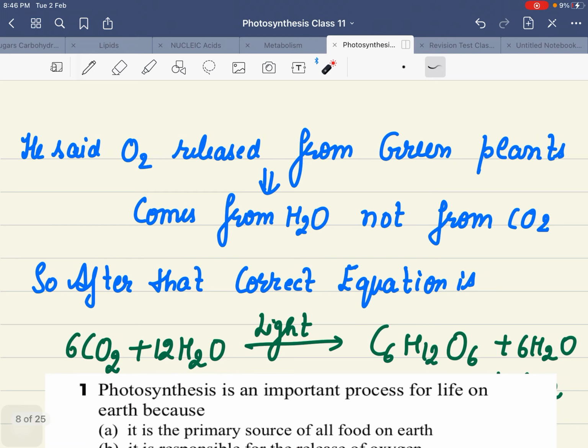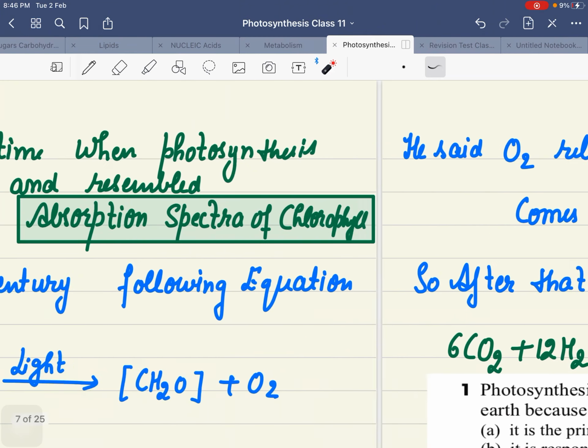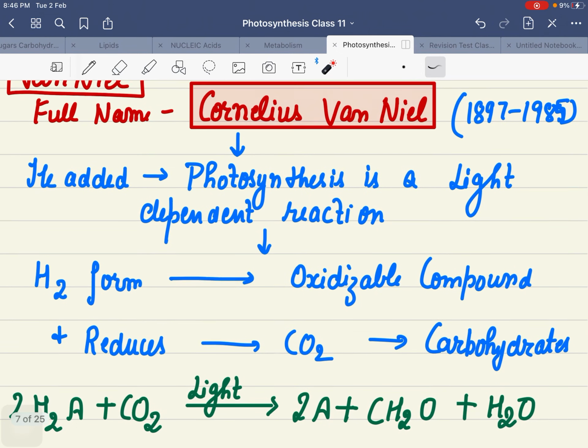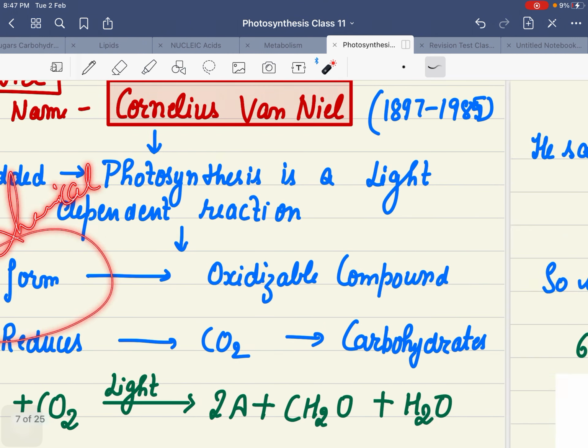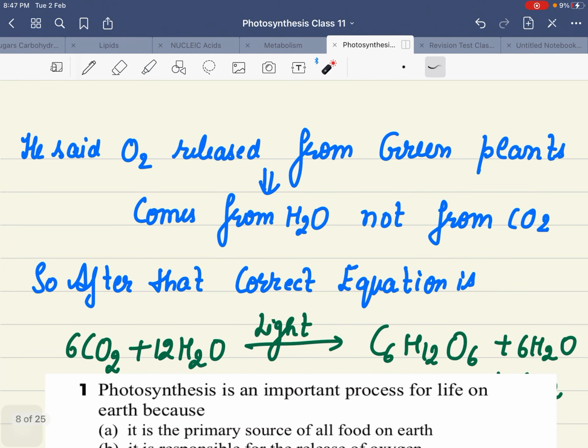So he said that oxygen is released from the green plants. He talked about the chemical equation of photosynthesis, and he gave us the idea that it is the water from which oxygen is released. Children, I am going to tell you two things which will play a very helpful role in solving many objective questions. It is water from which oxygen is getting released.